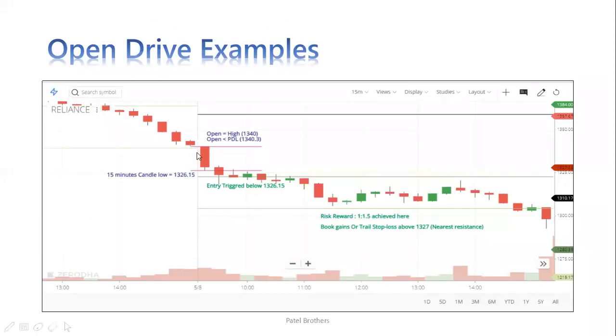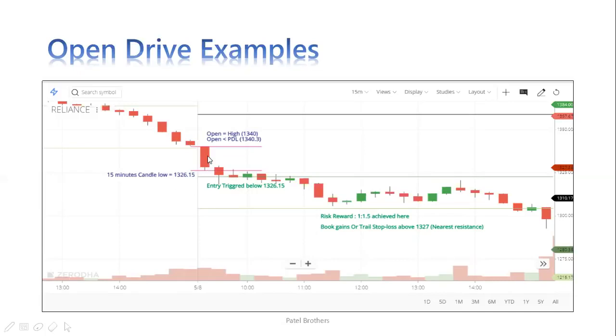So what we'll do, we will not trade in this first candle. We won't touch anything in the first candle until the 15 minute candle is closed. Then we'll find out the low of that candle. Here 1326.15 was the low. So we'll sell below 1326. We'll neglect that 15 paisa and place the sell below 1326.